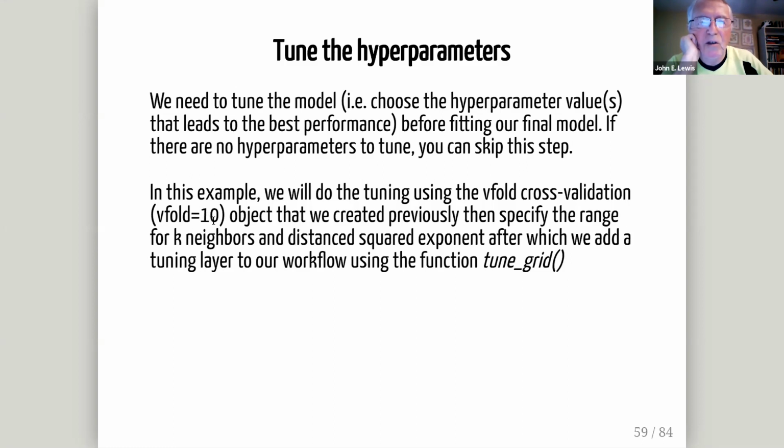In this case, I'll use 10 v-fold objects, and we have previously created the cross-validation object. And so now I want to specify the range of the neighbors that I'm going to test the parameter space over, and same thing for the distance squared object. And I'll use the previous workflow with the function tuneGrid to do this.